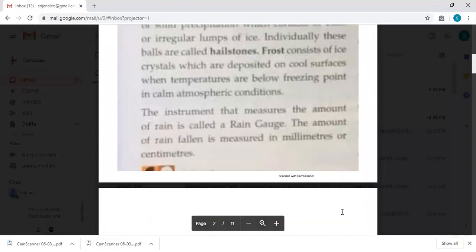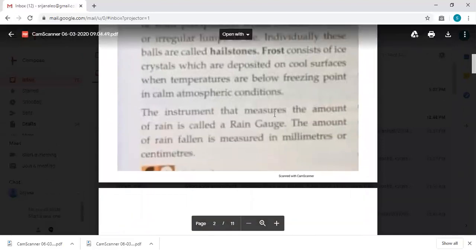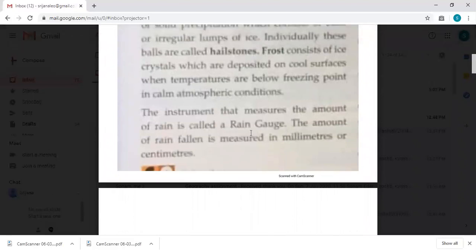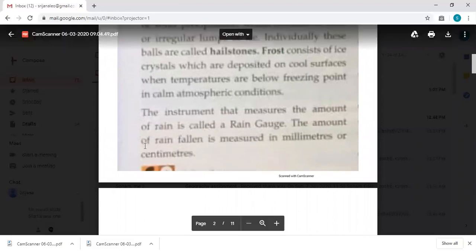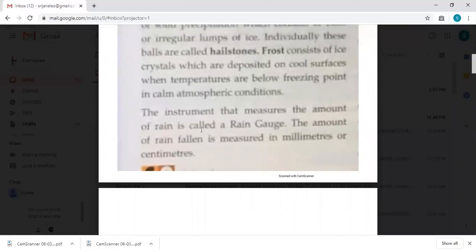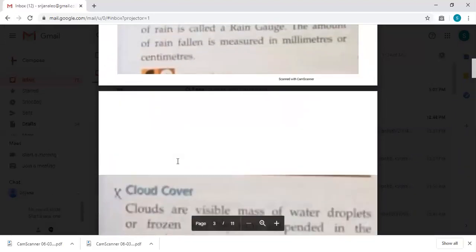The instrument that is used to measure the amount of rainfall is known as rain gauge. Some of them pronounce it differently, but I think both pronunciations are correct. So these instruments you will be doing in the next chapter again. The amount of rainfall is measured in millimeters, or it can even be measured in centimeters. Instrument is rain gauge, but unit used is millimeters or centimeters. I hope you all understood.